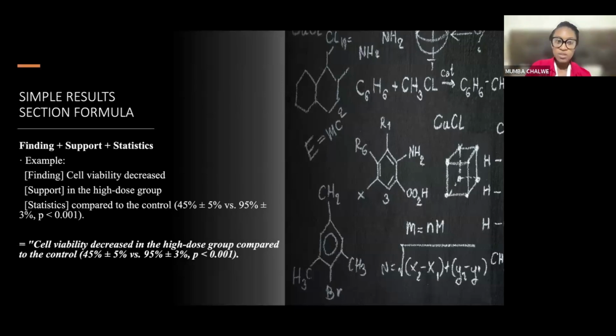Do you see how simple that is? And there's no emotion attached to it. There's no subjectiveness. It's just the finding, the support for it, and your statistics. I think I'll pause there for a minute because that is quite nice. I wish someone taught me this when I started writing.